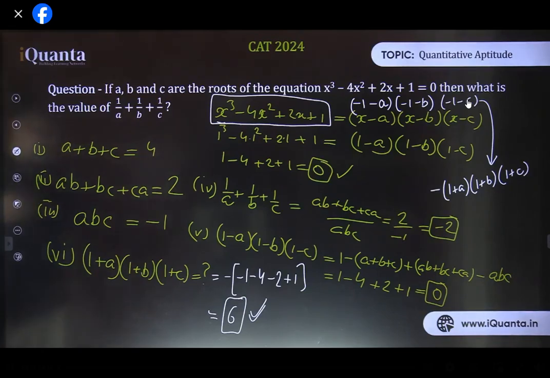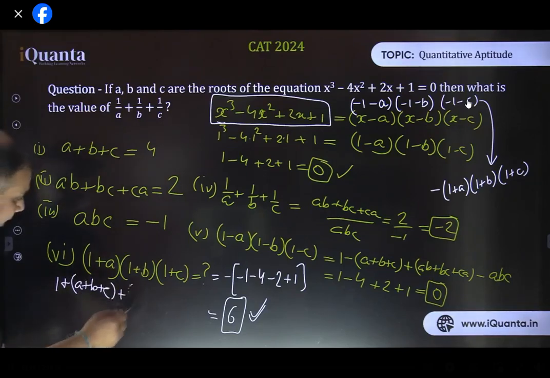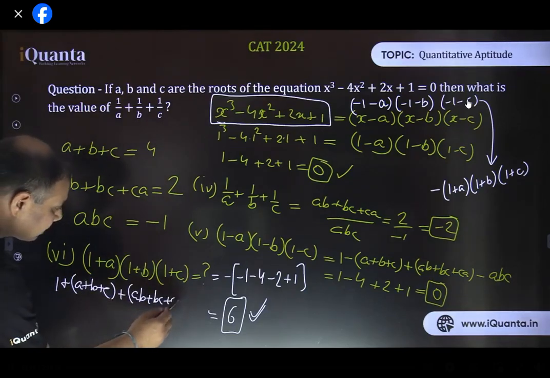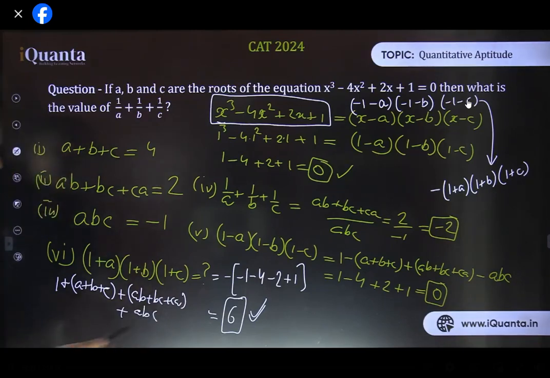Okay, so if I'm going to expand it, what are going to be the values? Let's see. If I expand it, it is going to be the same thing. That is 1 plus a plus b plus c plus ab plus bc plus ca plus abc. We just need to put the values. a plus b plus c was 4, so 1 plus 4. ab plus bc plus ca was 2, so plus 2, and abc was -1. हाँ ठीक तो है ना? -1 will be cancelled, so that's 4 plus 2 is 6. That's the right answer. ठीक है?